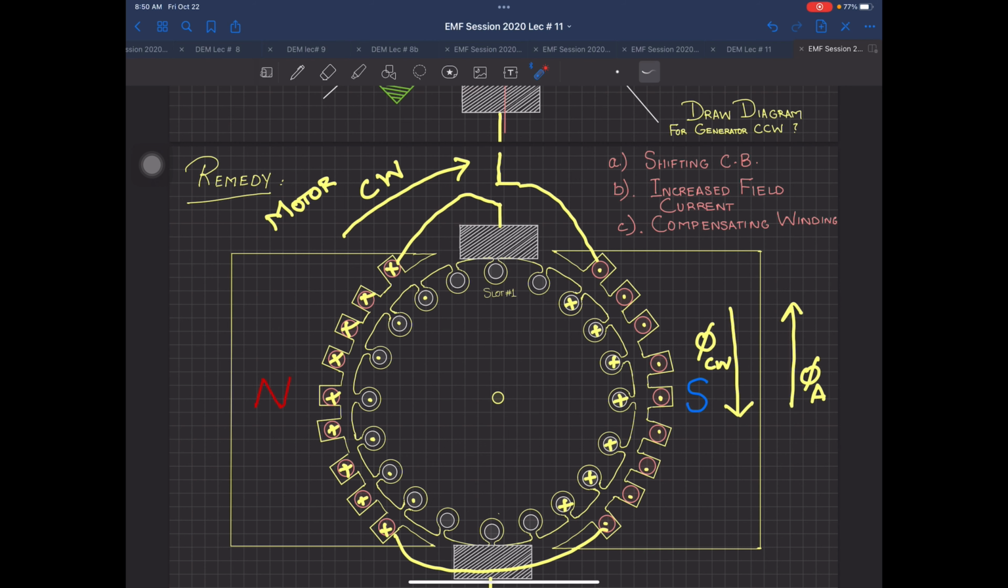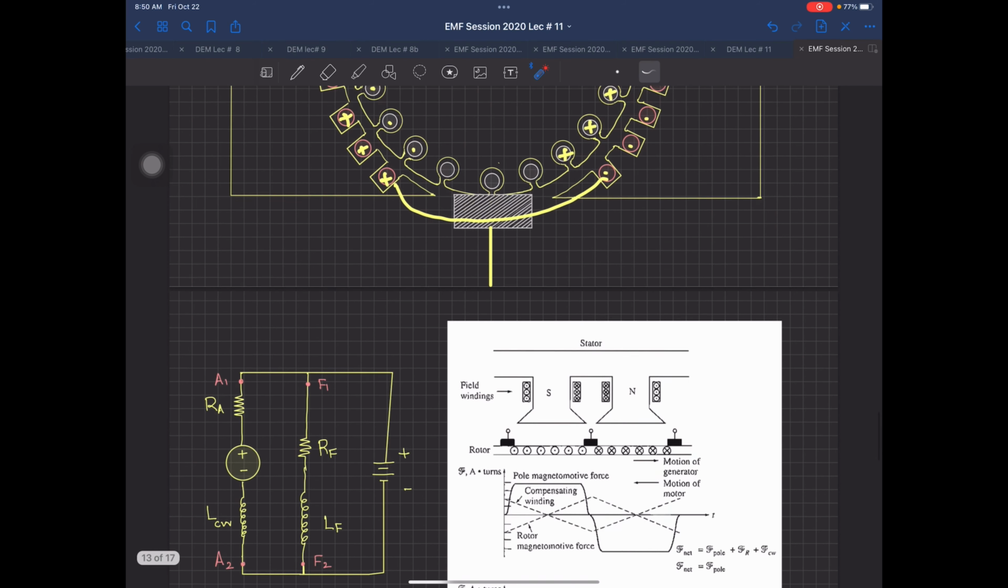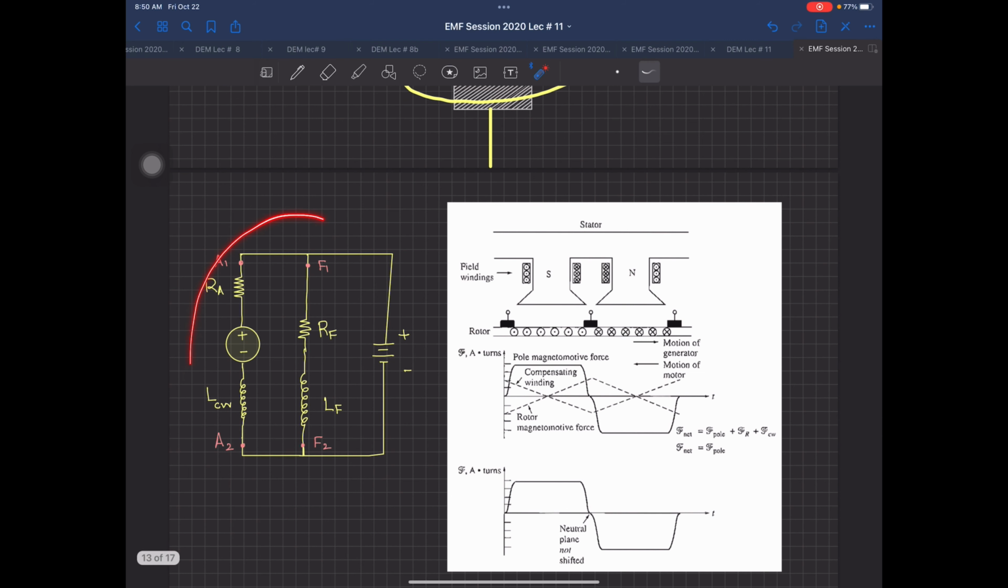So when this compensating winding is attached, your circuit diagram becomes something like this. I hope you are familiar with this. You are making this one in your lab manuals also. So now you can see this is the shunt motor or shunt generator, whatever you want to call it. I have taken it as a motor over here. So now you can see what I have added in series with the armature. I have added LCW. It will have some resistance also, but I am ignoring that for now. So this LCW is in series with the armature. This is A1, A2, just like you have been using in the lab. This is F1, F2, just like your lab.